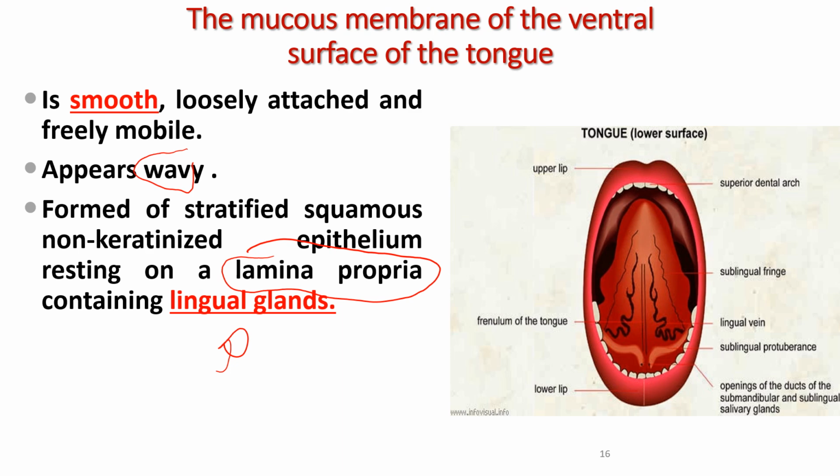So can you guess the difference between the dorsal and ventral surface? Which one is rough? The dorsal surface is rough while the ventral is smooth. The ventral surface is loosely attached while the dorsal surface is firmly adherent. The dorsal surface is divided into anterior two-thirds and posterior third by the V-shaped sulcus, while the ventral one is one surface, not divided, and appears wavy.